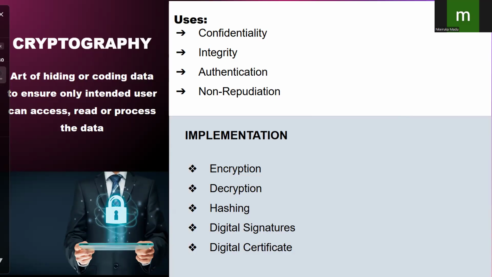We have it for hashing. We have it for digital signatures. We have it for digital certificates. Encryption and decryption are ways we confirm confidentiality. Hashing is a way we confirm integrity.